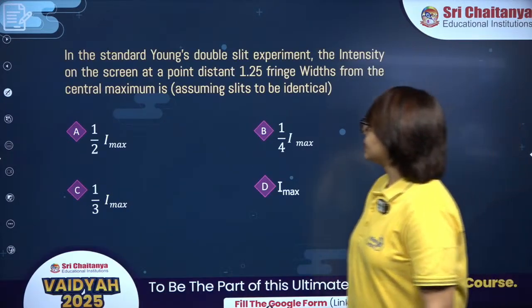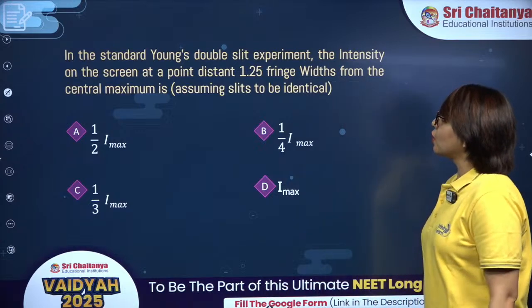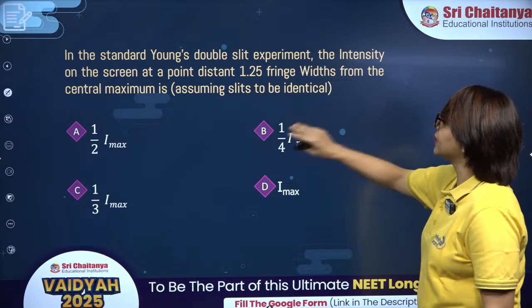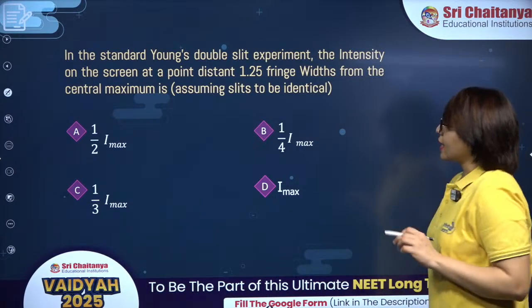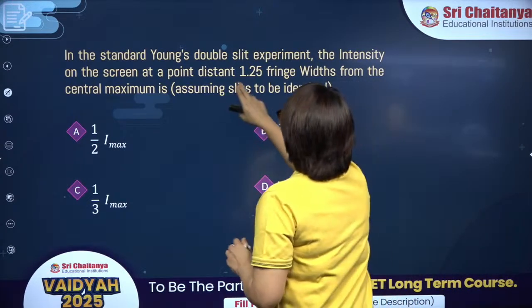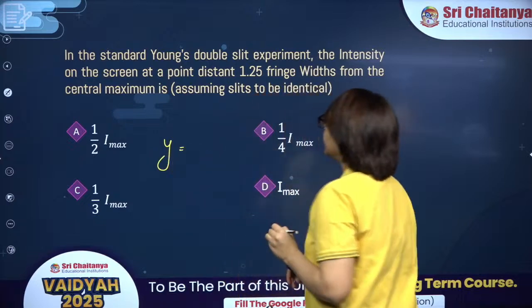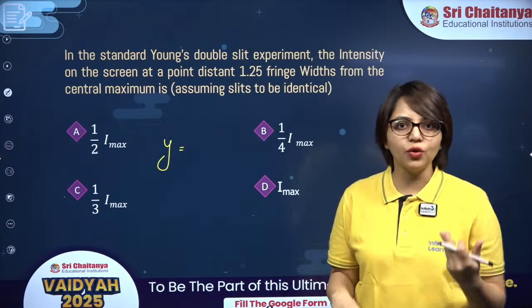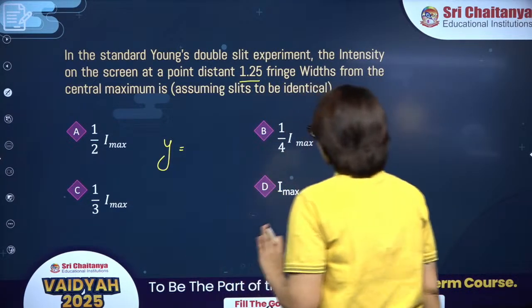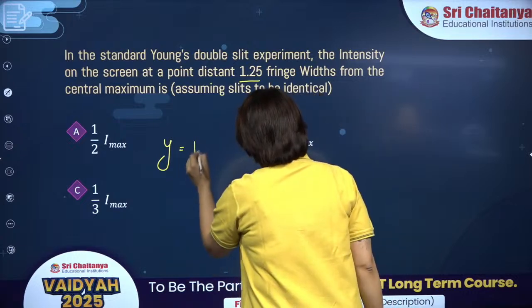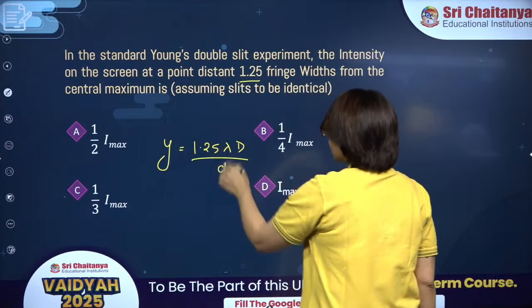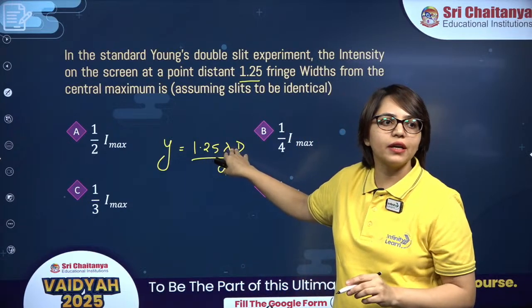The next question is, in the standard YDSE, the intensity on the screen at a point distant 1.25 fringe width from the central maxima is. So we have to assume that the slits are identical. Over here, the distance of the point P from the central maxima is y, right? So y is given as 1.25 times the fringe width. What is the fringe width? Lambda D upon d is the fringe width, so y is 1.25 times lambda D upon d.